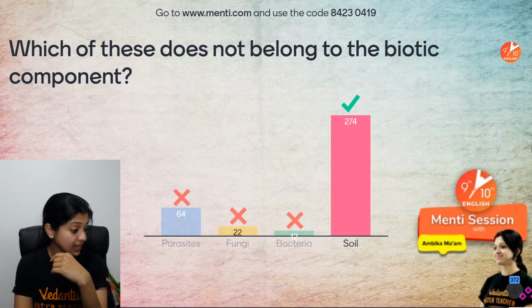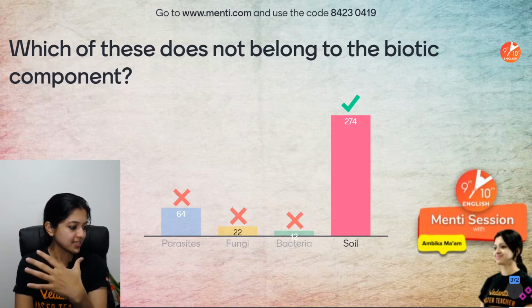Children, as I was telling you, bacteria is a living component, so that can't be the answer, right? Laddu-est question, it seems.